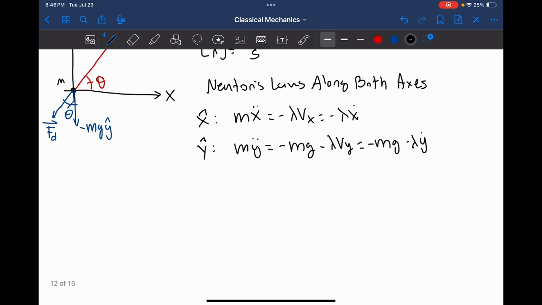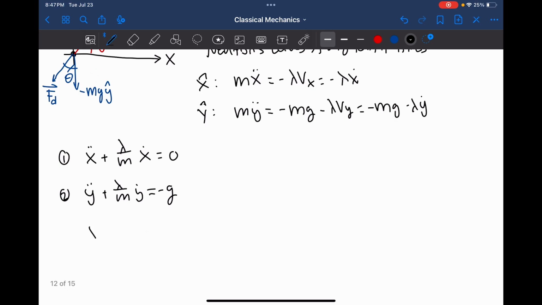All right, but we can divide both these equations by m, and the first equation is going to become x double dot plus lambda divided by m x dot is equal to 0. And the second equation is going to become y double dot plus lambda divided by m y dot is equal to minus g. Here we're going to define lambda over m to be equal to 1 divided by tau.